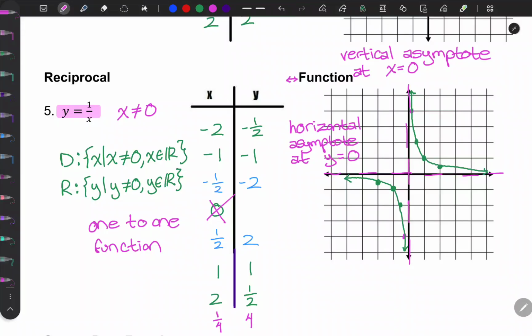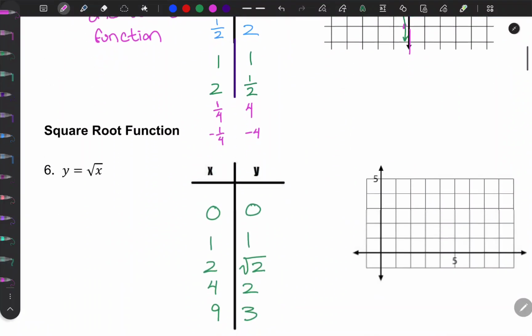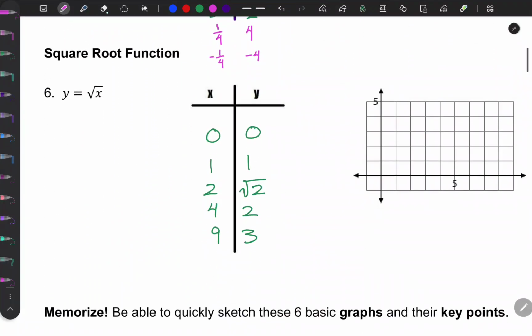And that's probably the trickiest function we're going to graph at the moment anyways. All right, on to our last one. Our last one is the square root function. A little bit easier. Let's get rid of those extra points.